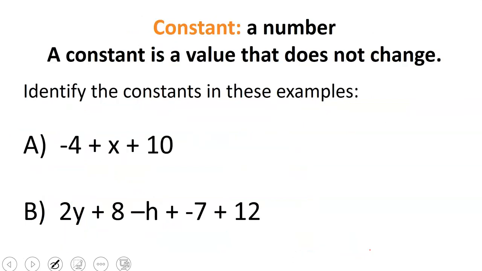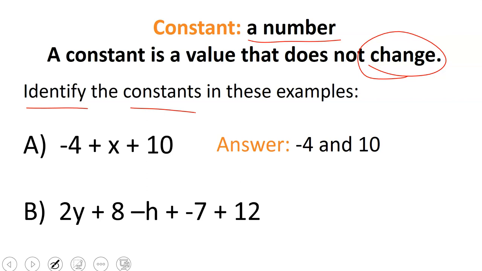Next, we need to talk about a constant. A constant is just a number. So a constant is a value that does not change. It is constantly the same. So let's identify the constants in these examples. In the first example, -4 and 10 are the constants. Remember, a constant is just a number. It's a number that stands alone.